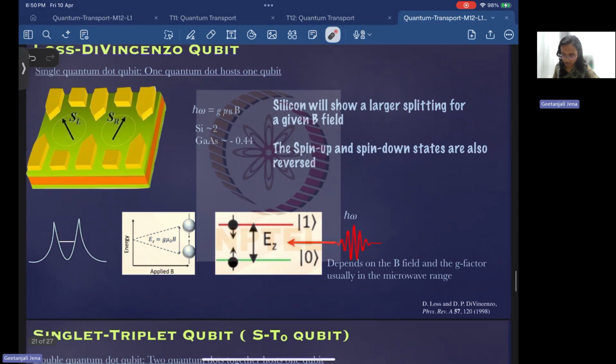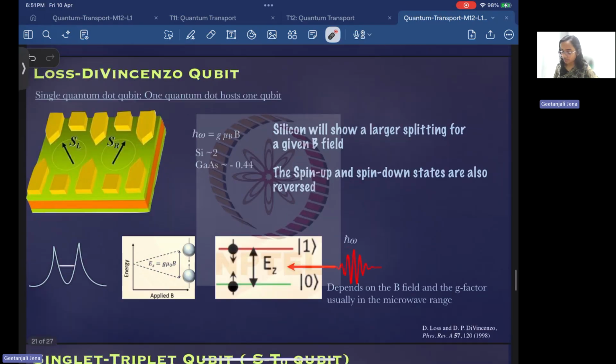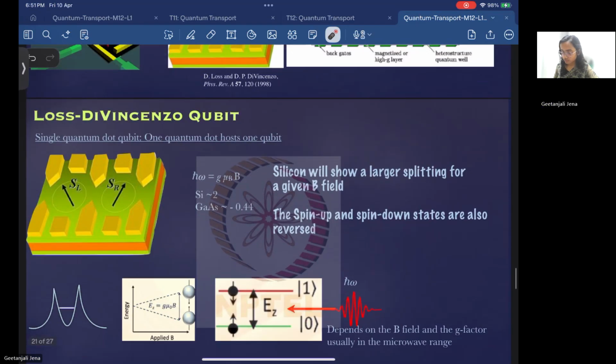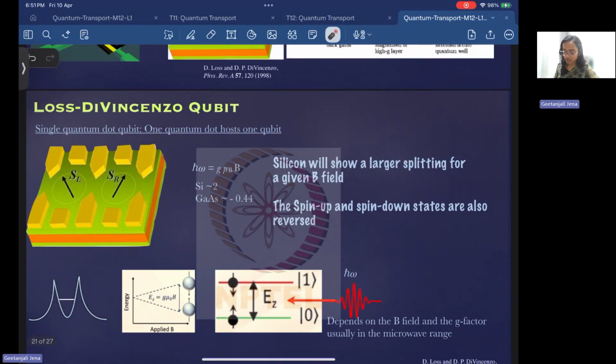So based on this, we have two types of architecture. One is the LD qubit, and another one is the ST qubit. So let us look at the LD qubit. LD qubit is nothing but Loss-DiVincenzo qubit, and ST qubit means singlet-triplet qubit.